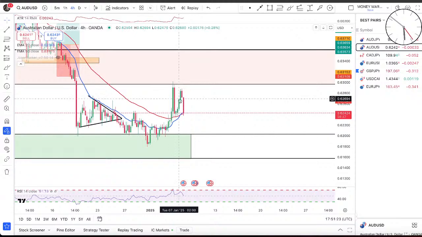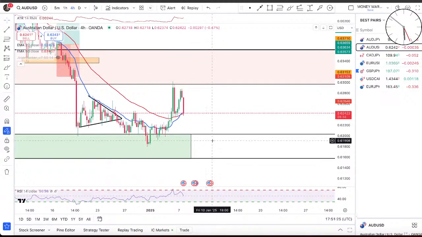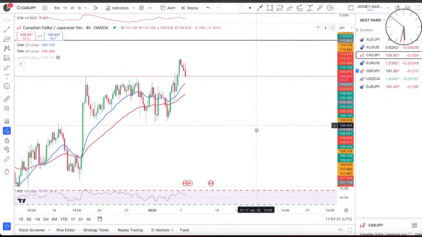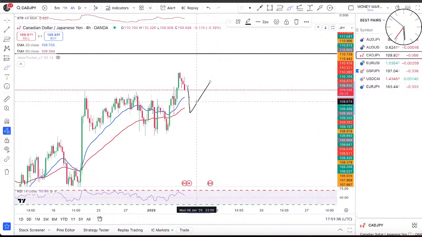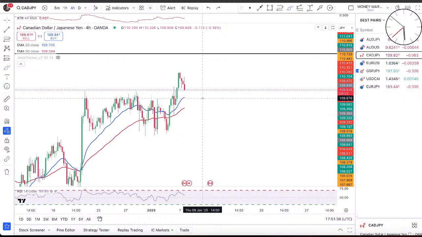AUD/USD is pushing down from the zone above. Expect further push down from AUD/USD. CAD/JPY, nice uptrend. Pullback entry bullish. That's something I'm looking at.